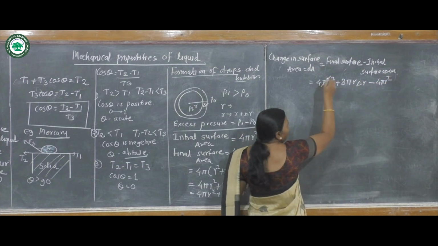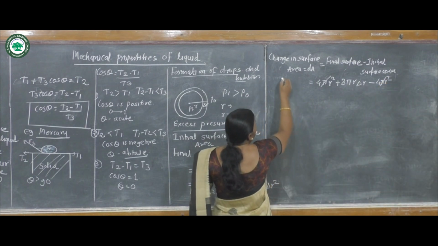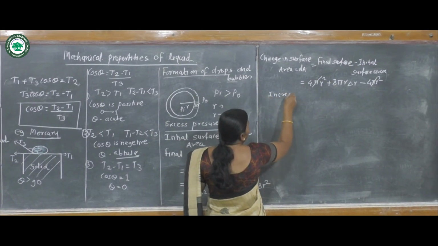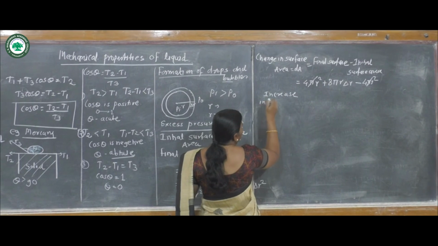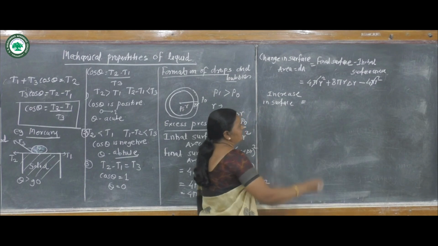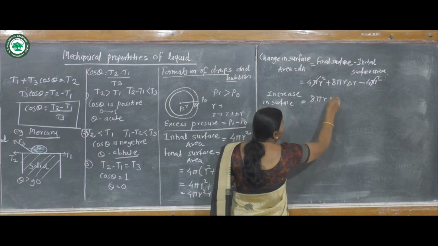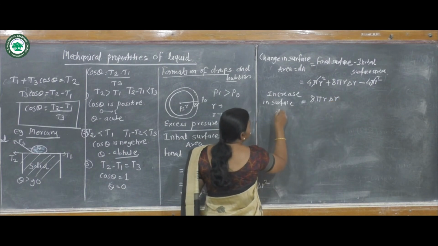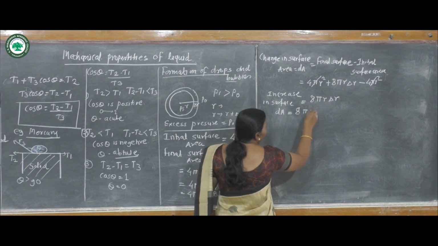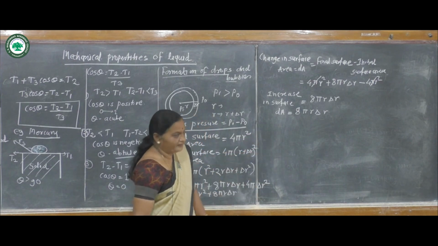Now this plus 4 pi r square and this minus 4 pi r square get cancelled, and we get the change in surface area, or increase in surface area. The increase in surface area is equal to 8 pi r delta r. It is called dA, that is, the increase in surface area.